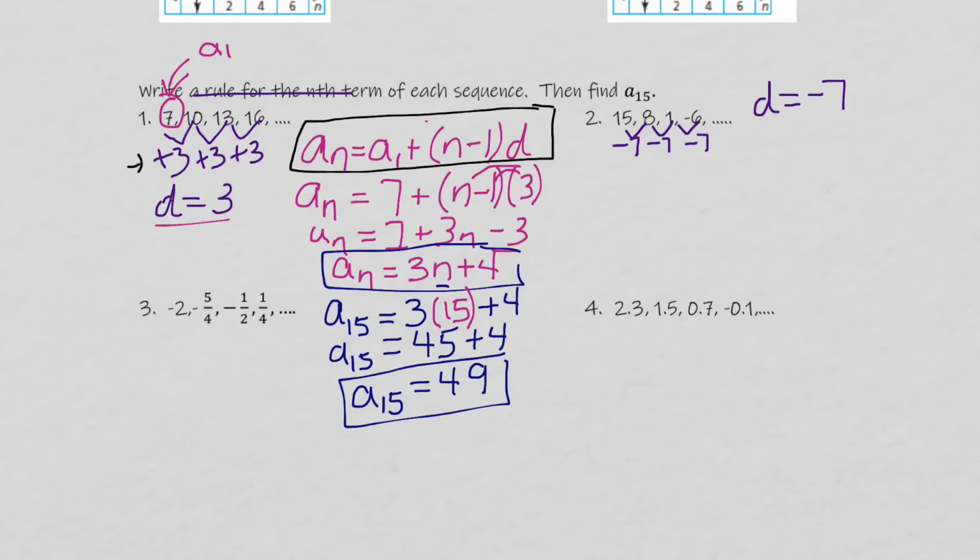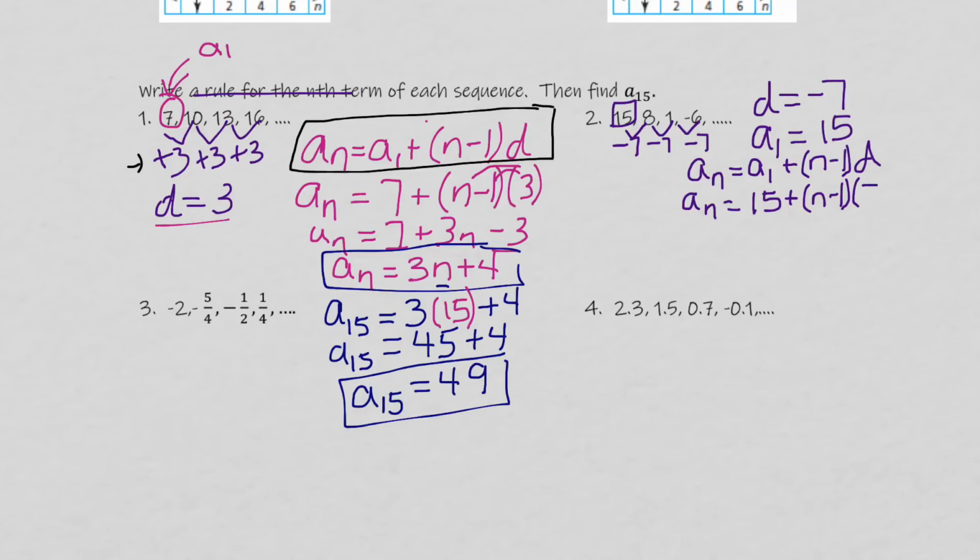The other piece of information I need is my first term. So I need to know my a sub 1 is 15. And then I can just plug that back into my formula. A sub n equals my first term plus n minus 1 times my difference. So my general term, a sub n is 15 plus n minus 1 times my difference of negative 7.